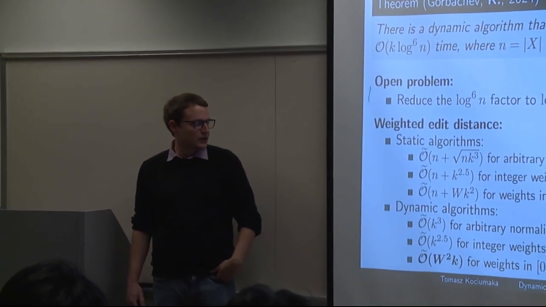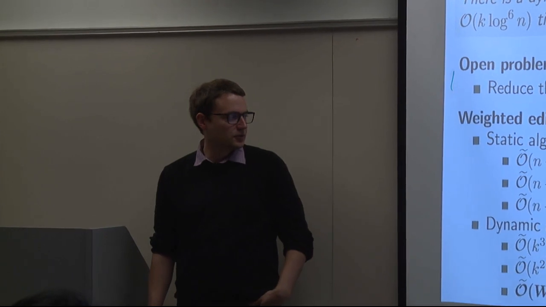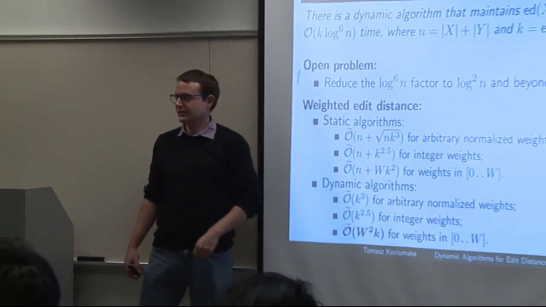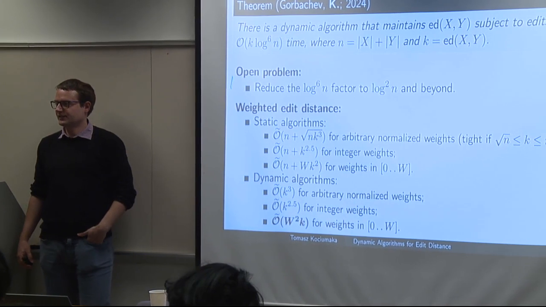Also, it's fairly open. For example, what happens if you have just two different characters, but the weights are not integer? That's one of the interesting questions where the runtime is still of this form, even though the weight function is very simple.